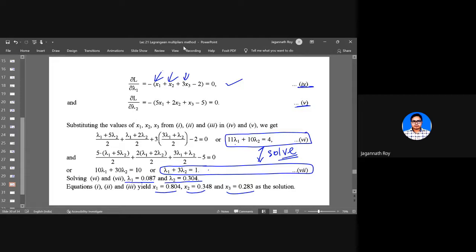X star we have calculated is 0.804, 0.348, 0.283. So this is x star, and lambda star is this one. What is it? 0.087 and then 0.304. We have calculated these values.